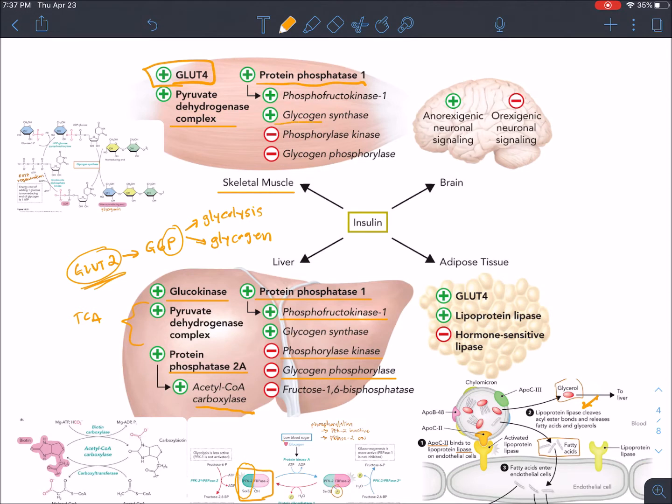Glycogen synthase also becomes activated, which means that it will now begin adding glucose molecules to the non-reducing end of glycogen, and glycogen phosphorylase, which removes glucose from glycogen, is inactivated.